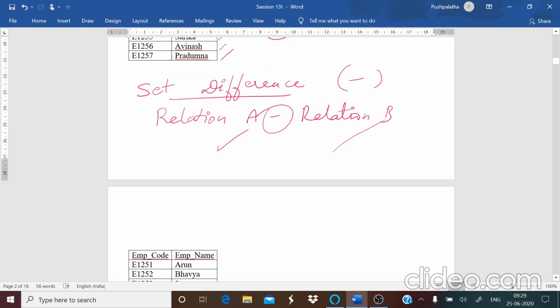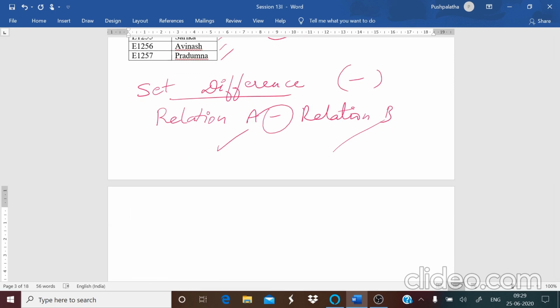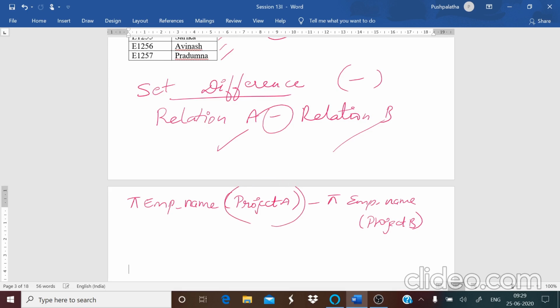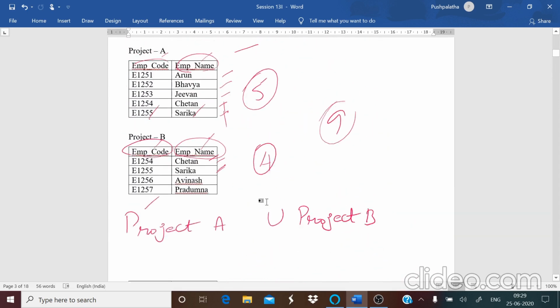So if you are going to give the syntax for this, we are going to say pi emp name project A minus pi emp name of project B. So what does it do? It gives all the names that are present in project A but not in project B. So what is present here?